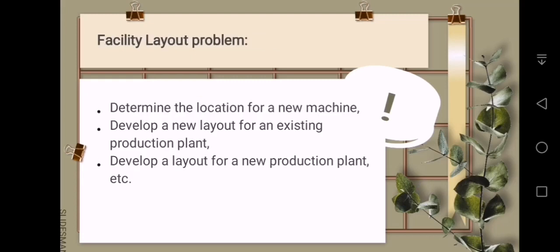Next slide is the facility layout problem. There are three layout problems in the facilities. The first is to determine the location for a new machine. It makes for easy accessibility to transport and generally gets economies of scale for production. Moreover, it decreases shipping time.